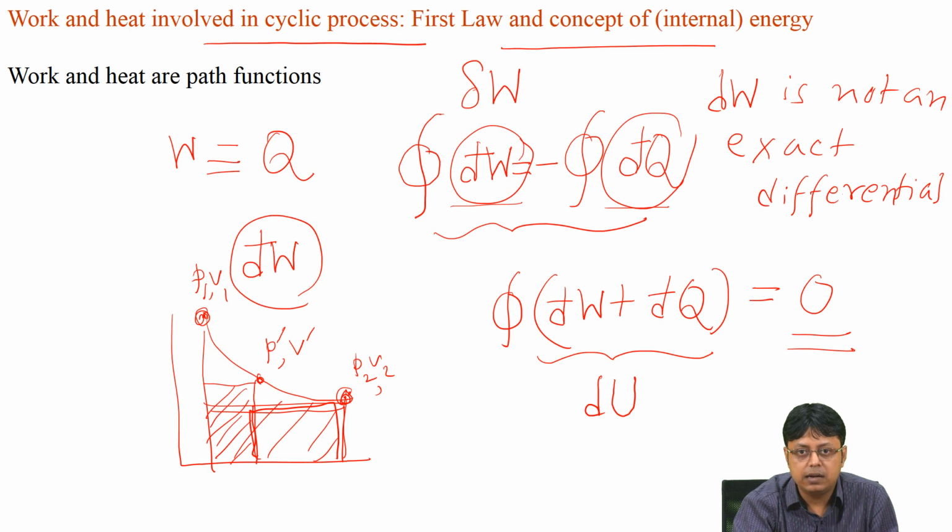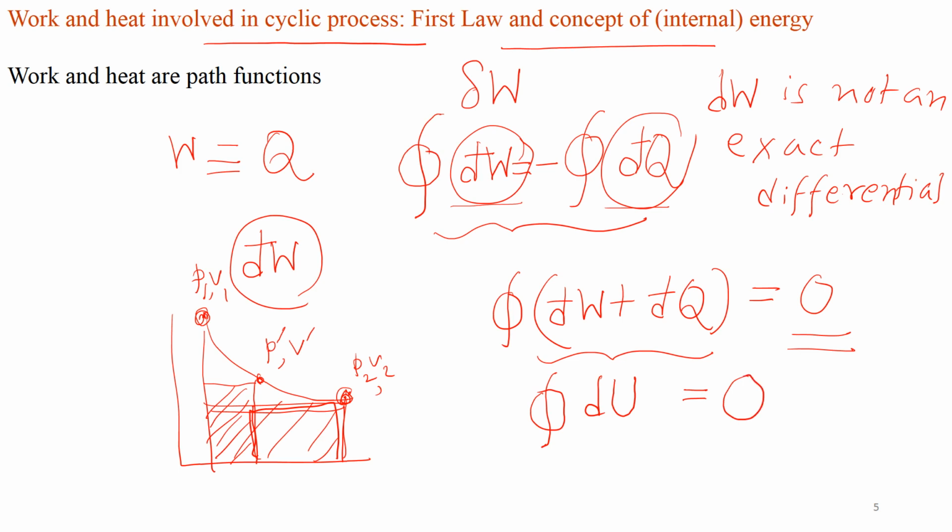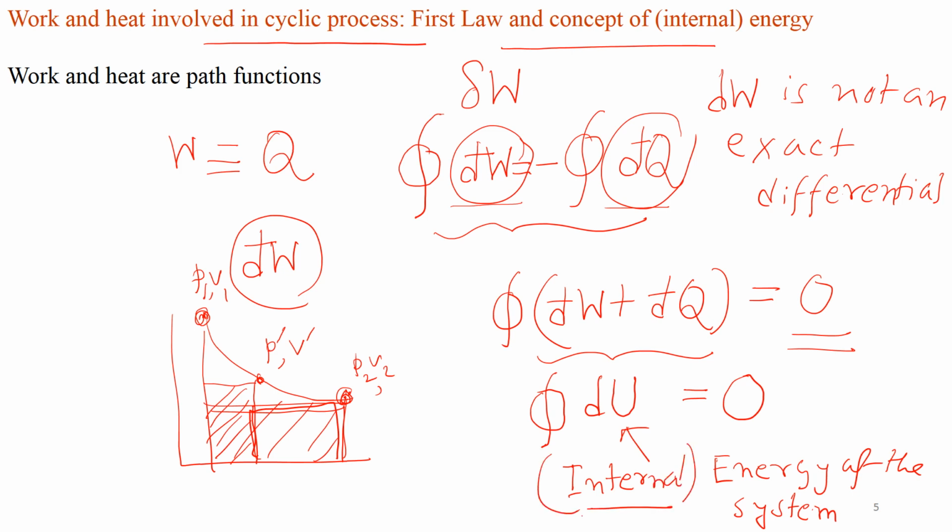We are not writing here a d cross q because it is a state function which does not depend on the path of the system, and we simply write this equation that cyclic integral of du is 0, where u is called the energy of the system, or more accurately u should be called as the internal energy of the system. We will discuss why we call it an internal energy.